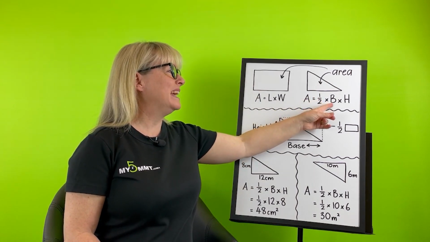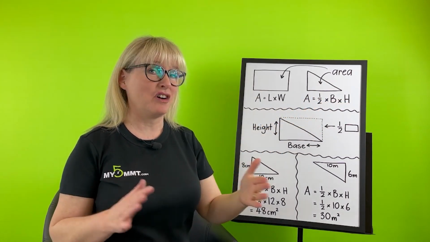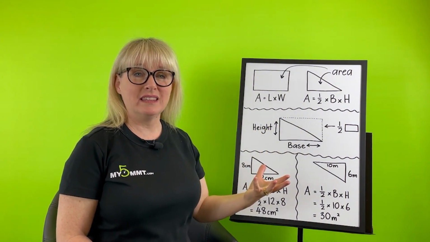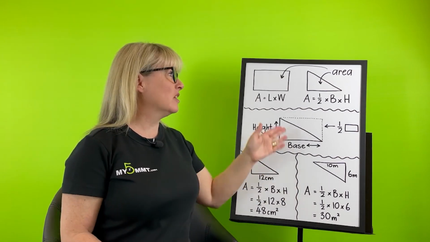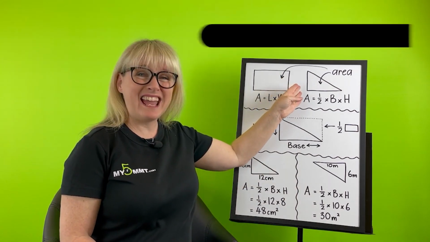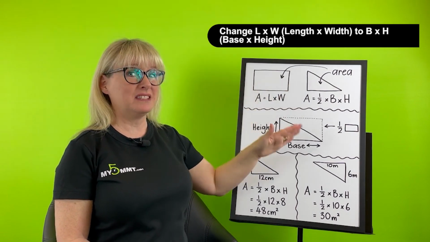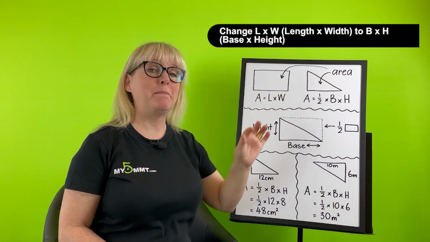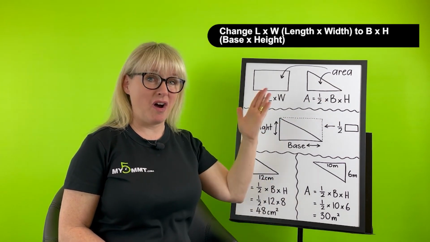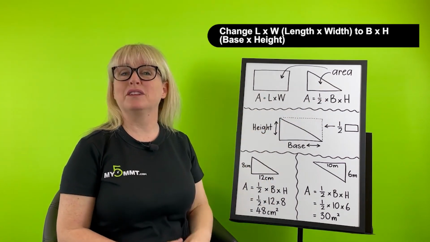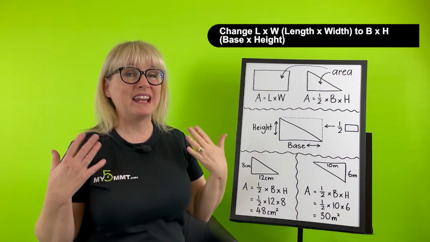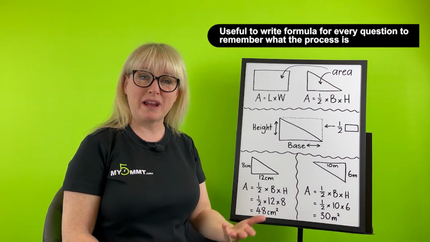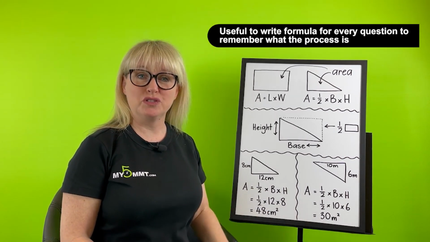And we call it a B and an H for base times height. We can't really see which is the longest side there and which is the wide side. So what we're going to do now is change our L times W for length times width and make it B times H for the base of our triangle and how high it is. That's the formula for a triangle every single time, and it would be really useful to write that for every single question to practice, to remind you of what you're doing.